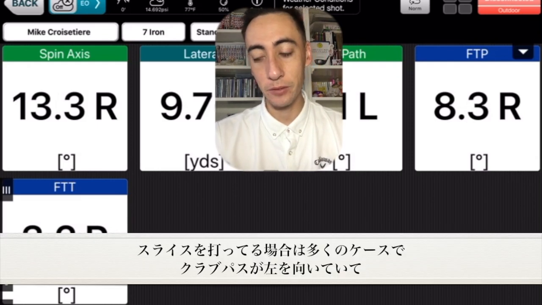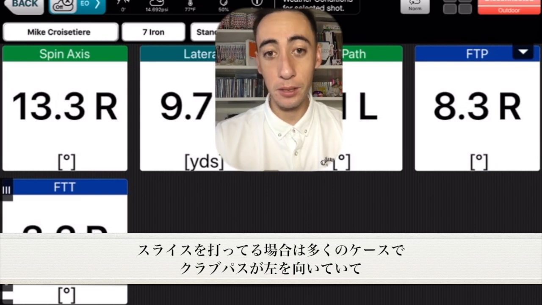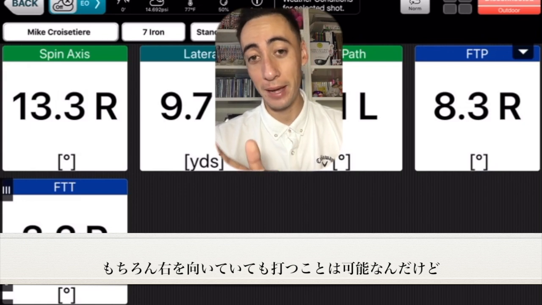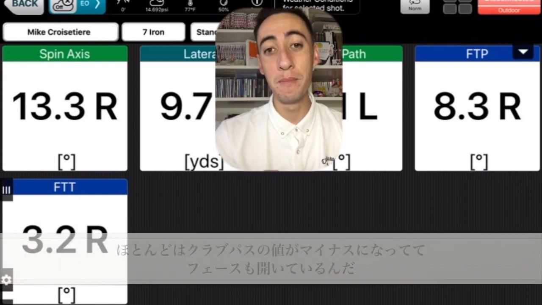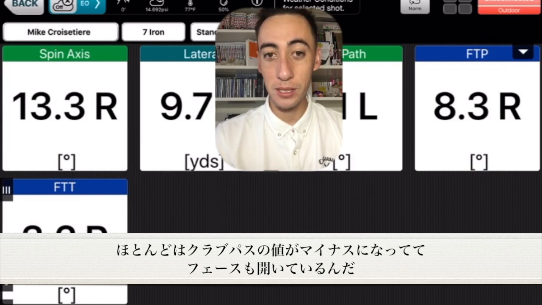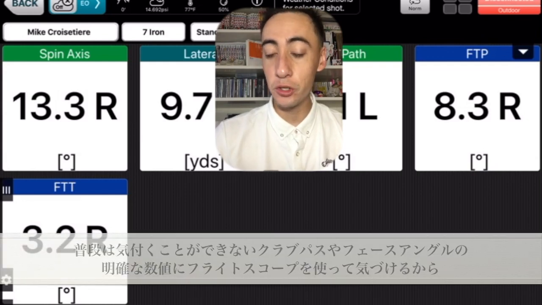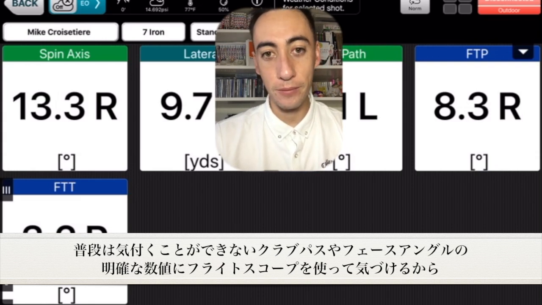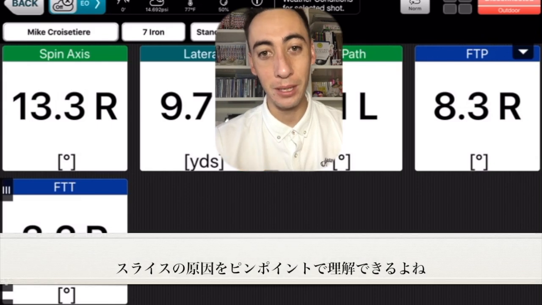So most likely, if you're hitting a slice, you're going to see a club path that's probably to the left. Now, it doesn't have to be. You can actually hit a slice with a club path to the right and hit a push slice, but most of you out there are probably going to have a negative club path, and then the face angle opens that up and kicks your slices. But what you can do is, when you're hitting shots on the range, you're going to start seeing where your club path is. You're like, oh, this is a negative club path. Oh, my face to target is right of that club path. Okay, that's why I'm hitting my slice.